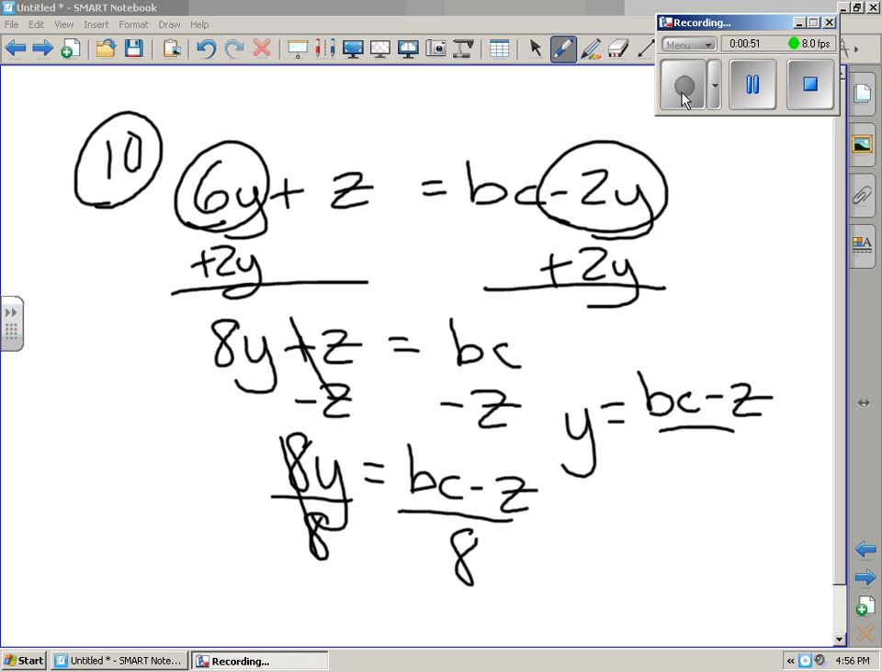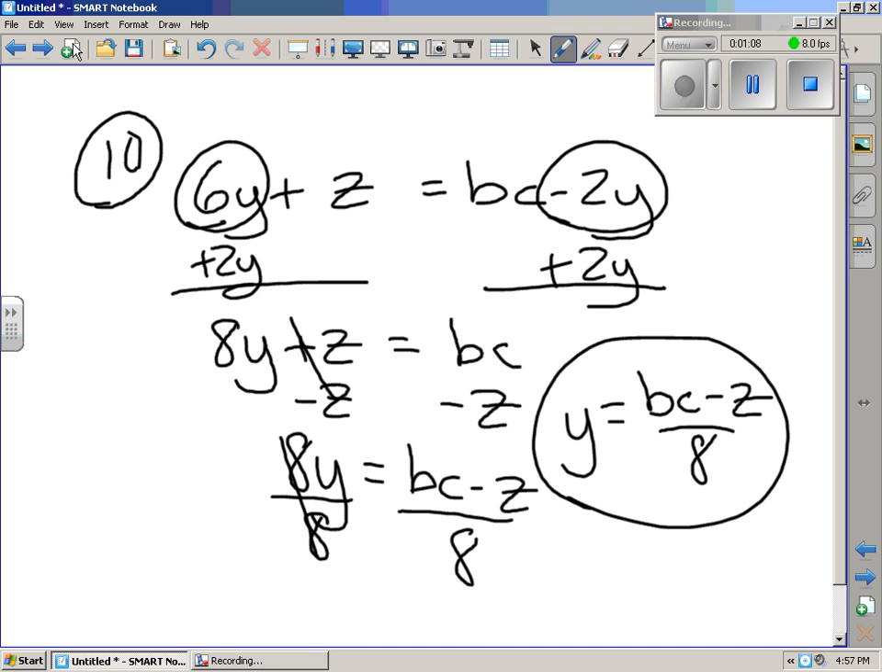z over 8. On each one of these, we're going to check our answer against what they have on the page, because sometimes they make it look slightly different, and we might have to manipulate our answer to make sure that it is the same as the answer they gave. In 10, they have the exact same thing that we have, so we can move on to number 11.